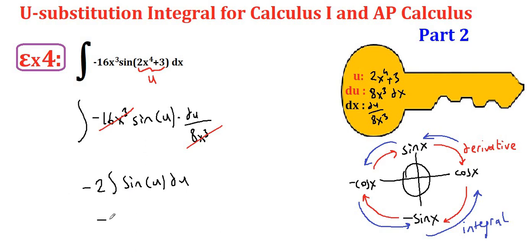So here we obtain negative 2. Instead of sine u, we write negative cosine. That makes it positive. Cosine of u plus c, and bring u back to x to the 4 plus 3, plus c.